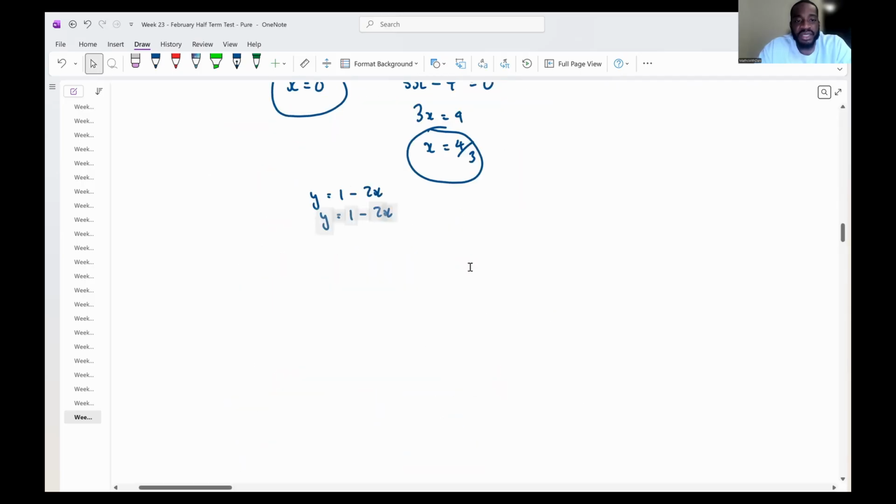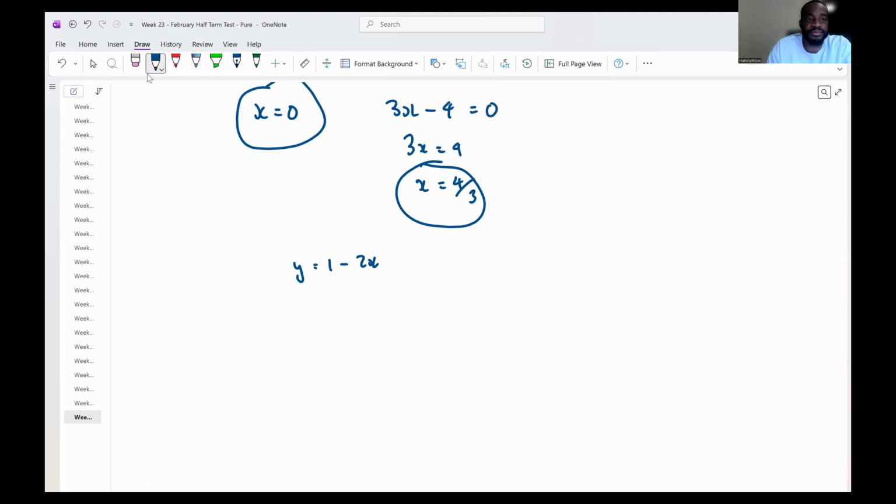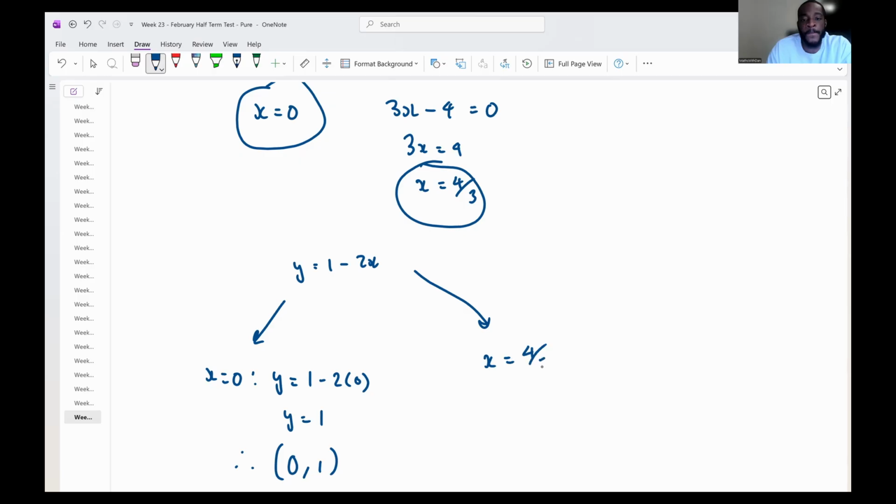So then now what we can say is that when x equals 0, we're going to have y is equal to 1 minus 2 lots of 0, which is y is equal to 1. So therefore, one coordinate is going to be x equals 0, y equals 1. The other one is when x equals 4 over 3. So that means that we're going to have y is equal to 1 minus 2 lots of 4 over 3.